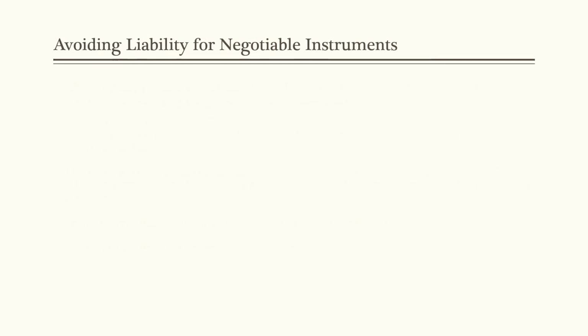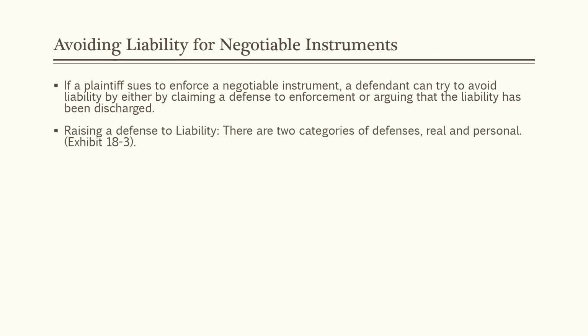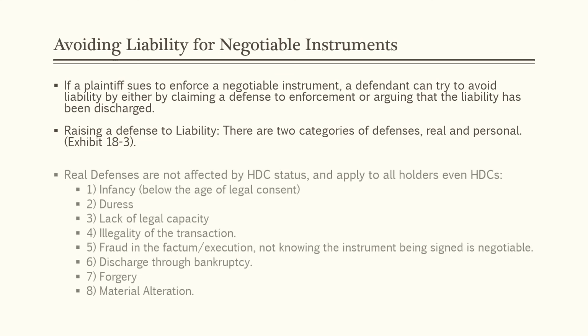Next, we'll discuss avoiding liability for negotiable instruments. If a plaintiff sues to enforce a negotiable instrument, a defendant can try to avoid liability by either claiming a defense to enforcement or arguing that the liability has been discharged, terminated. You can raise a defense to liability. There are two categories of defenses, real and personal. Go back to Exhibit 18-3 as a reminder of what they are.